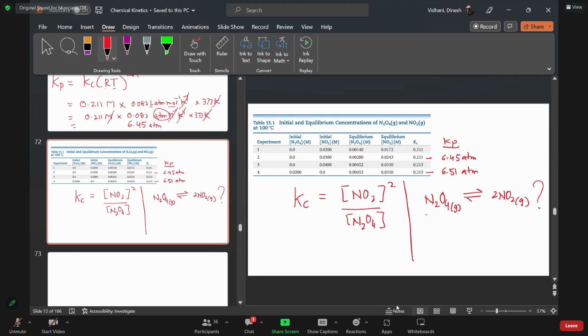Professor, I don't think I'm understanding what you're saying. Okay. So this is the equilibrium that we started with, right?